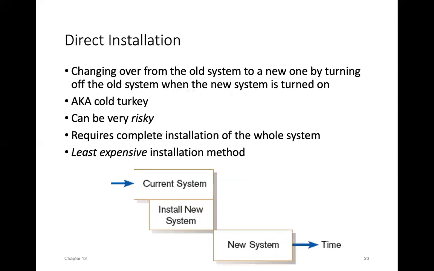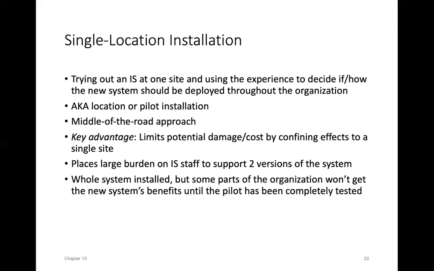So we had direct, we have parallel. The next one is for a multi-location organization, and this one is called a single location installation. So here's what you do: you basically take one of your sites, typically one of your less important sites, and you see how it goes. You do a release. You might do a direct release in that location, and you see how it goes just to that one location. And if you can have it working there seamlessly, then that builds the confidence that if you roll out this release, this new system, in other locations, then it's going to work.